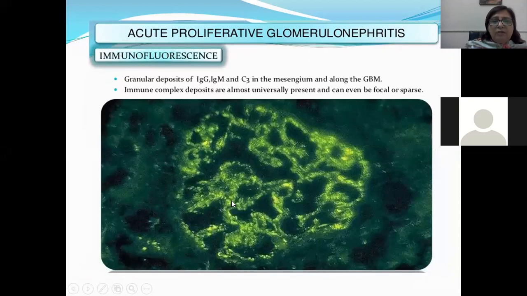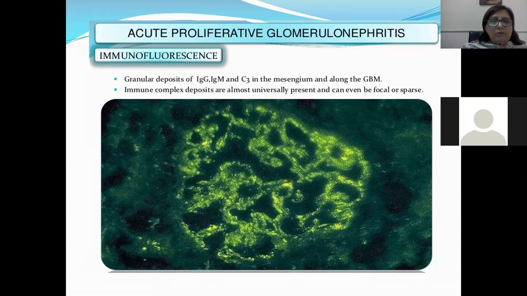This is the immunofluorescent microscopy. You can see the granular deposits. These are all granular deposits, which are because of IgG, IgM, and C3 in the mesangium and along the glomerular basement membrane. This is along the glomerular basement membrane. You can see the immunofluorescent deposits. Immune complex deposits are almost universally present and are never focal in this case.